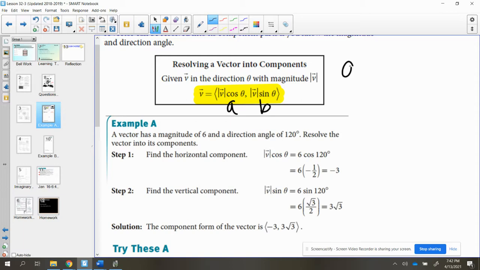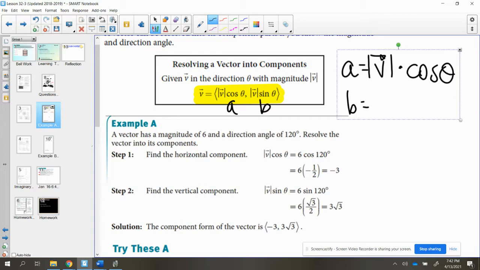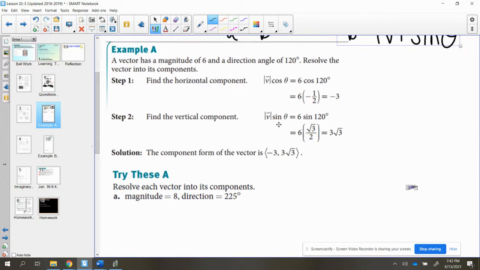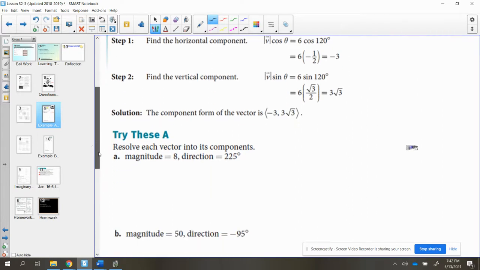So essentially, A is equal to the magnitude of your vector times cos theta, and B is the magnitude of the vector times the sine of your angle measure. So it's kind of the exact opposite of what we were talking about above. Now, obviously, exact values are great if you can find them, when we have directional angles that are from our unit circle. So just notice they simplified there to put those into our component form.